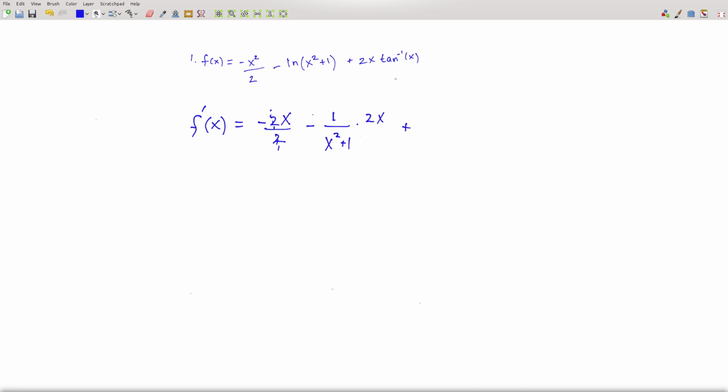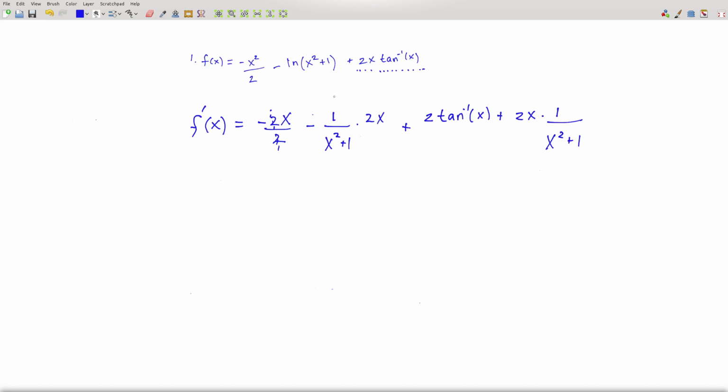Plus, now we'll do the derivative of this portion of the function. That part of the function is actually two functions multiplied together: 2x times the arctangent of x. So the derivative of 2x is 2. Then we multiply that times the arctangent left alone. Plus, this is the product rule I'm using now. We leave the 2x alone and multiply that times the derivative of the arctangent. The derivative of the arctangent is 1 over x squared plus 1.